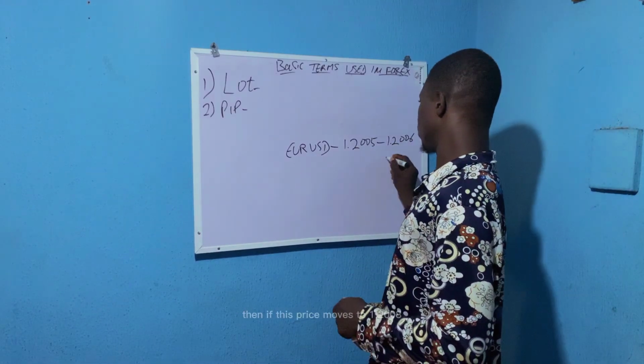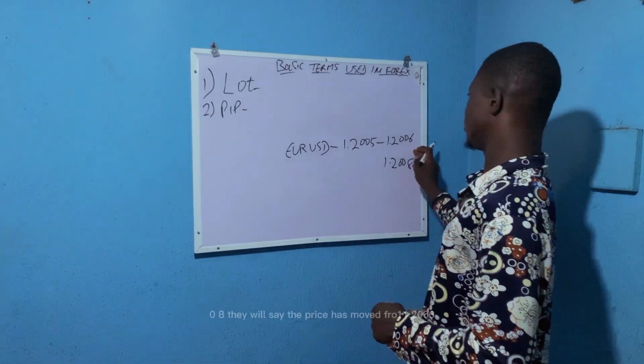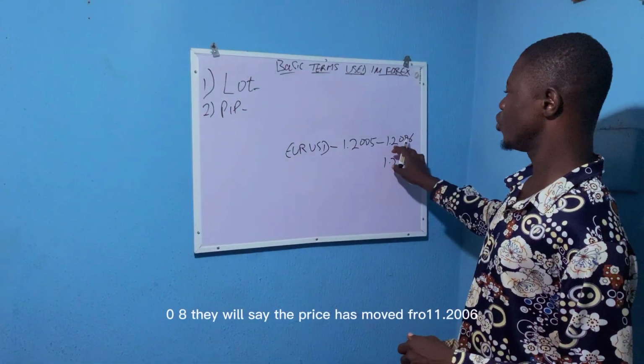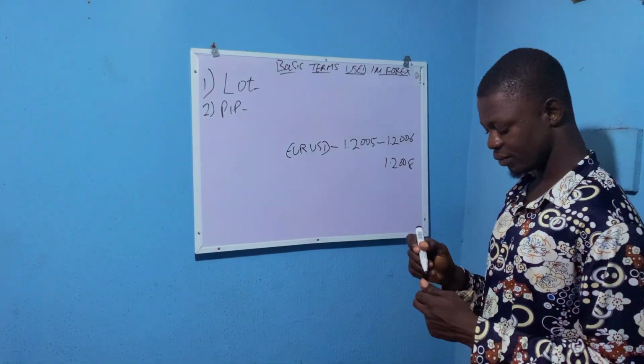Then if this price moves to 1.2008, we say the price has moved from 1.2006 to 1.2008 with two pips.